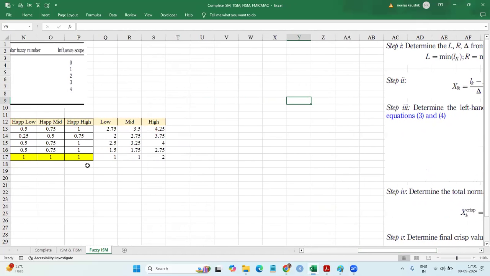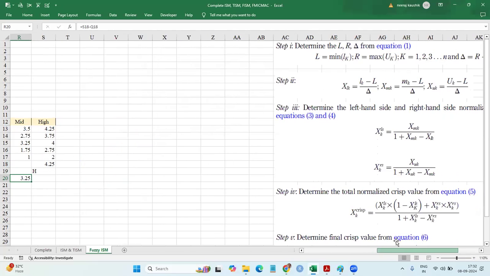What is L? Find out the minimum value of the low, the minimum of all the low values. Find out the maximum of all the high values. Minimum and maximum, below that I am writing what it is. It is the L. It is the H. And what is the delta? Delta is equal to high minus low. High minus low, that is the delta.